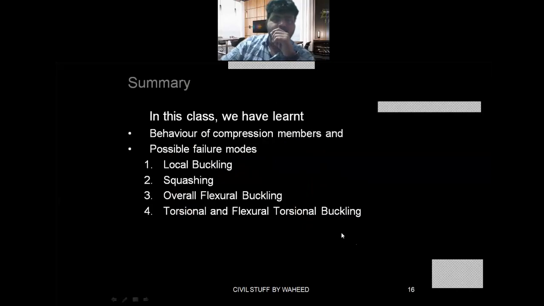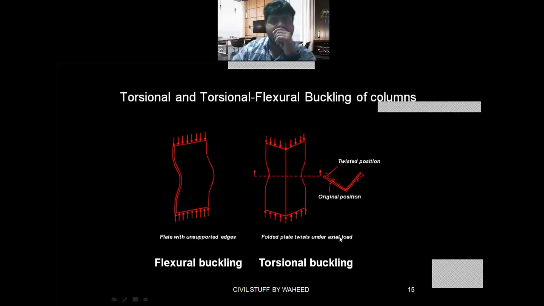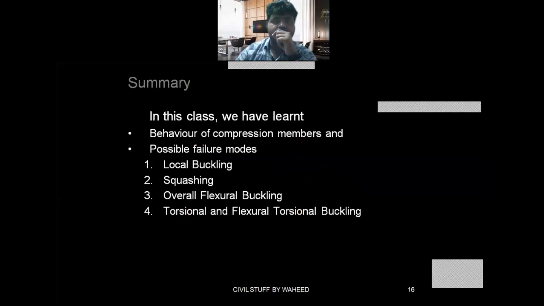Okay. Next, this is regarding the behavior and different types of failures of an axially loaded column. The purpose of knowing this is that while designing the compression member, you are supposed to know how it will behave and what the possibilities of failures are. Based upon that only, the design will be done. Okay. So what we have learned today is the behavior of compression members and the possible failure modes. Just this list is enough for your understanding.